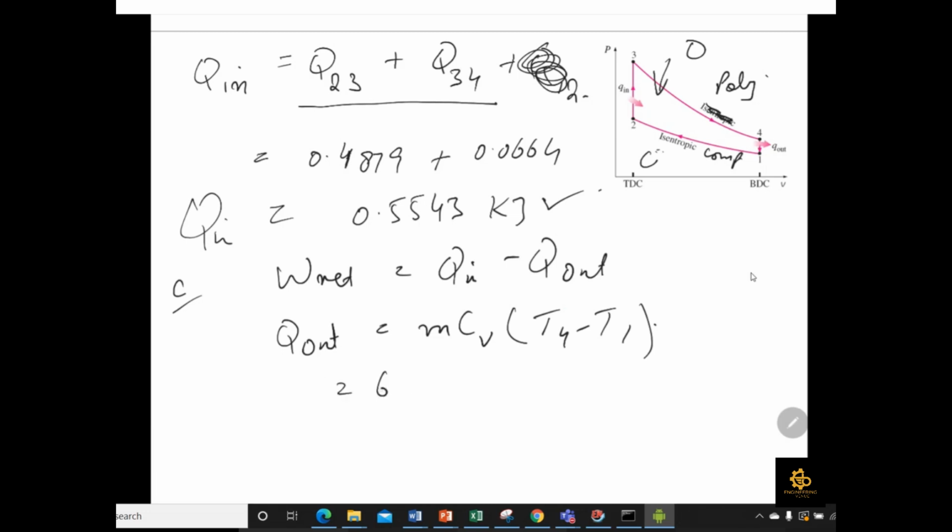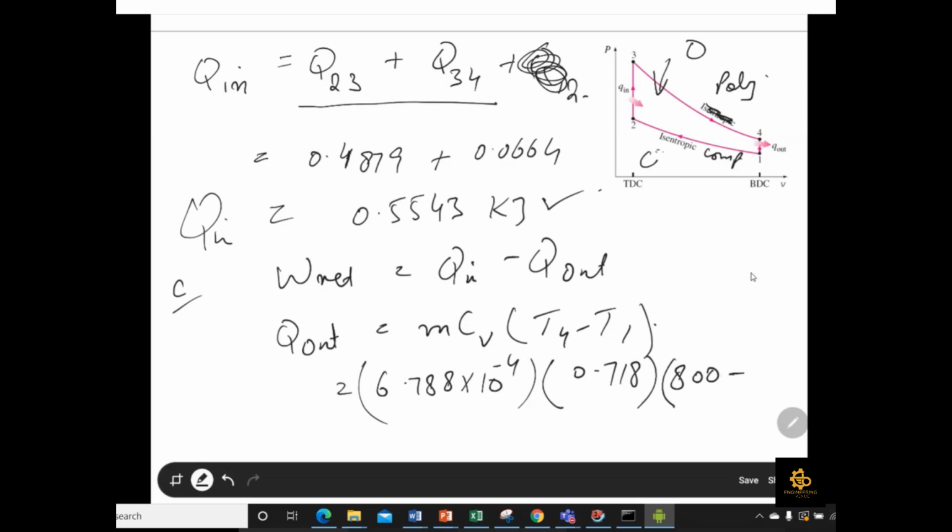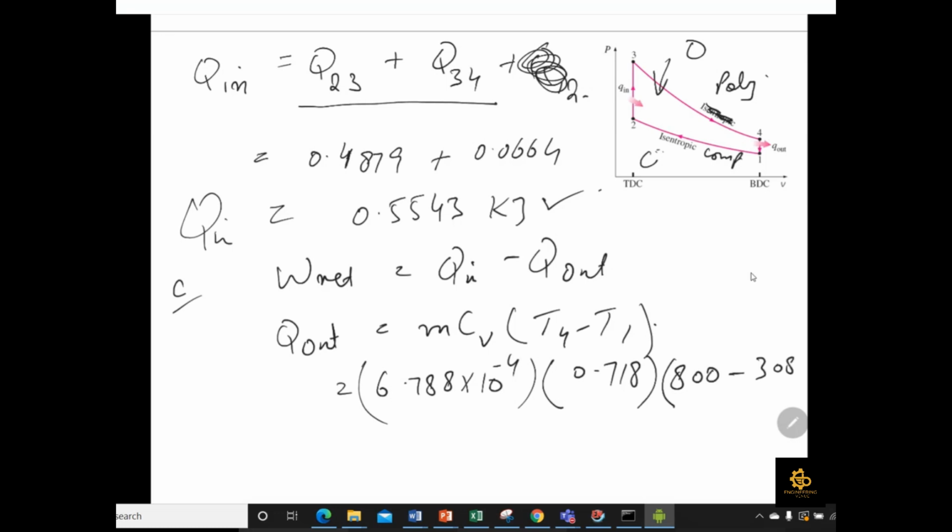So here m is known to you, 6.788 into 10 raised to power minus 4. Cv value is 0.718. T4 value is 800. It is mentioned in your question that at the end of the polytropic expansion process it is 800 Kelvin, and 308 Kelvin is your T1. So by just solving it, you will get 0.2398 kilojoule of Q out.